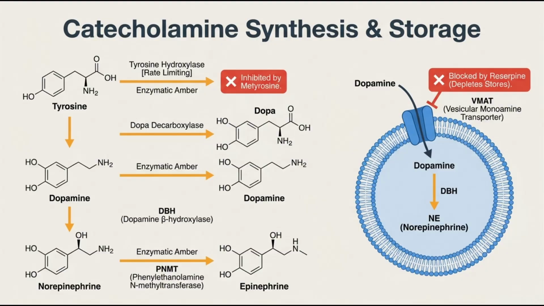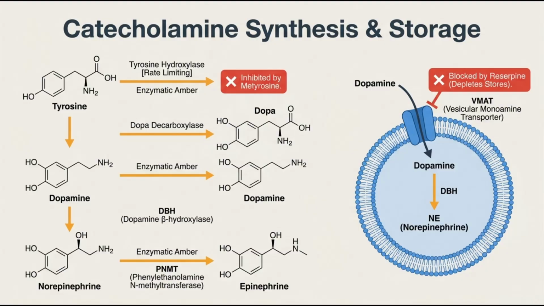This step is highly regulated by things like phosphorylation and end product inhibition. So if you want to shut down the whole factory, you don't mess with the workers on the line, you go straight to the foreman. You block the foreman. Yeah. And we have a drug that does exactly that, metyrosine. It's a potent inhibitor of tyrosine hydroxylase. And where would you use that? In a rare condition called pheochromocytoma. It's a tumor of the adrenal medulla that just pumps out massive, life-threatening amounts of adrenaline. Metyrosine is used to shut down the factory floor and get the patient's blood pressure under control before surgery.